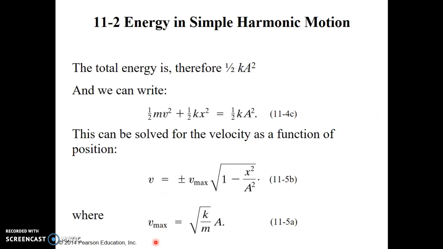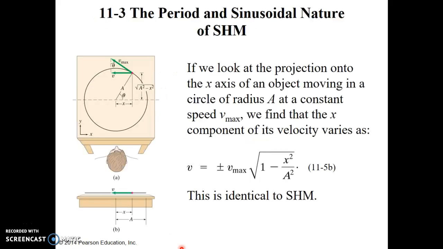We get that the maximum velocity is going to be the amplitude times the square root of k over m, and the velocity at any position x is going to be plus or minus that maximum velocity times the square root of 1 minus x squared over A squared. And these equations can always be used in any simple harmonic motion.